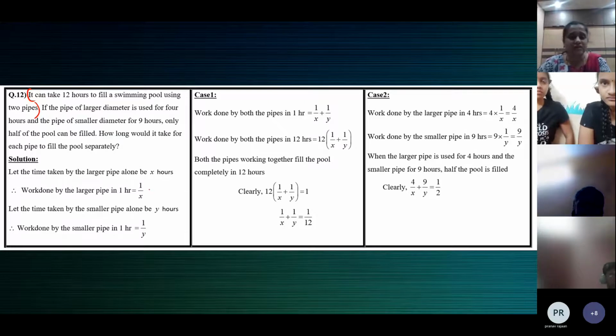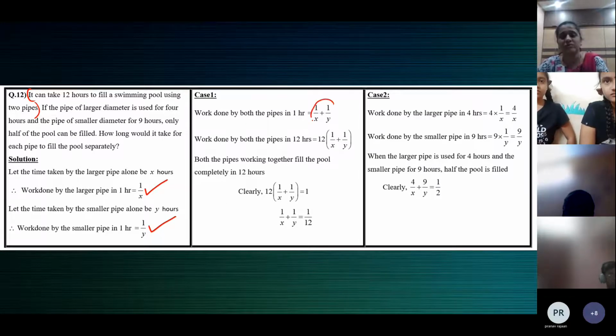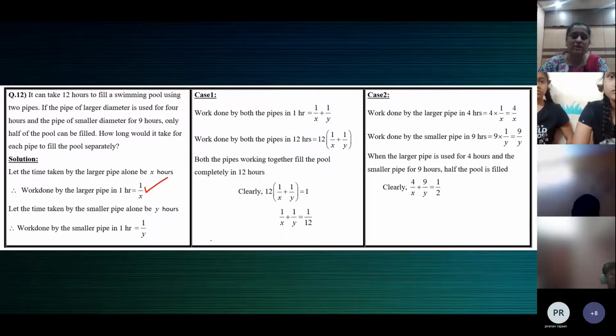In 1 hour, this is the work done by the larger pipe, and this is the work done by the smaller pipe. So their combined 1 hour's work will be 1/x plus 1/y. This is the fraction of the pool filled by the larger pipe in 1 hour, and this is the fraction of the pool filled by the smaller pipe in 1 hour. Their combined 1 hour's work.